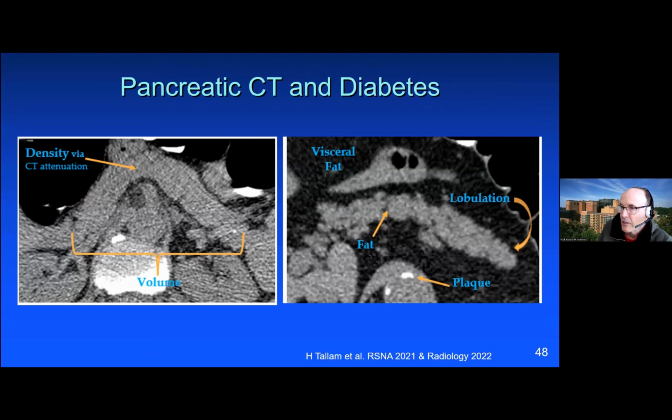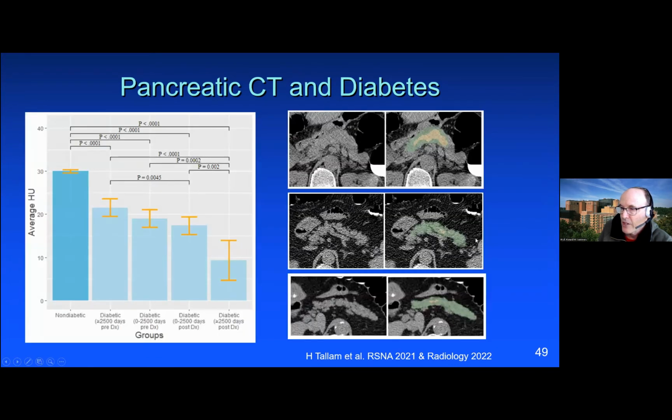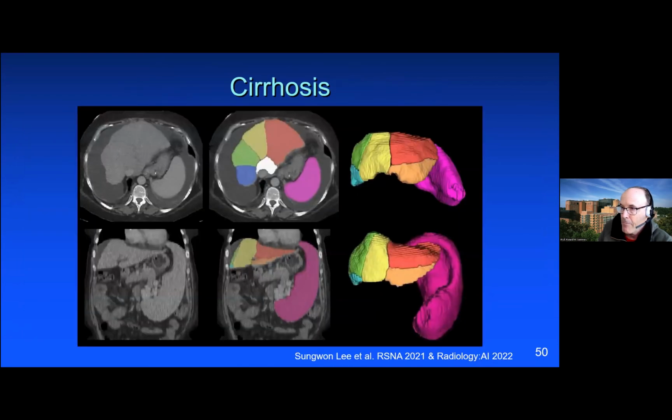This project looked at pancreatic CT and diabetes. This is the pancreas for a patient without and one with diabetes. And in this particular project led by Hima Talam, who's a medical student now in an MD PhD program, she was able to show that with increasing numbers of years of suffering from diabetes, the CT attenuation of the pancreas progressively decreases, as shown in these examples of patients with different numbers of years of history of diabetes.